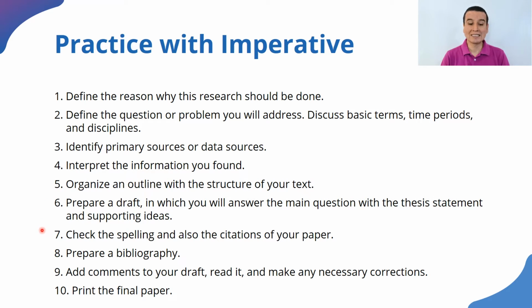Number 7, check the spelling and also the citations of your paper. Everything that you have included there, check that mechanics, for example. Number 8, prepare the bibliography. Yes. Number 9, add comments to your draft. Read it. Probably this is the longest part of your process. Read it and make any necessary corrections. You can do this over and over until you're happy with it. And finally, number 10 is print the final paper.